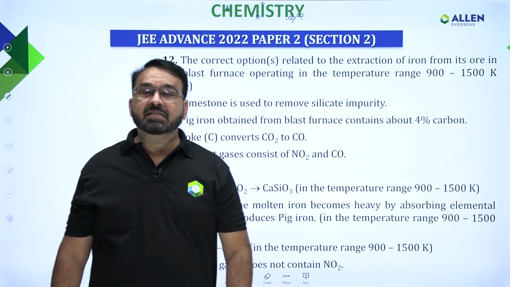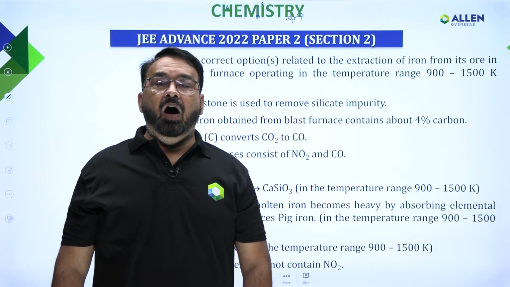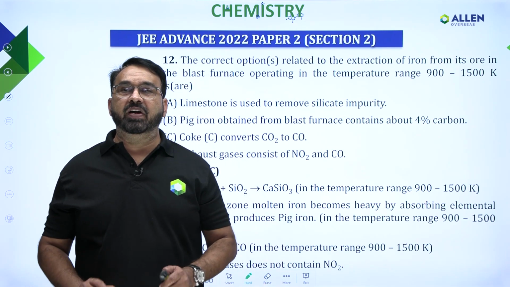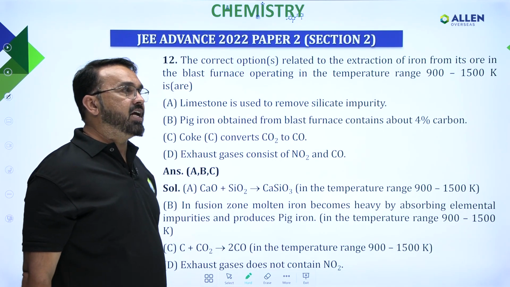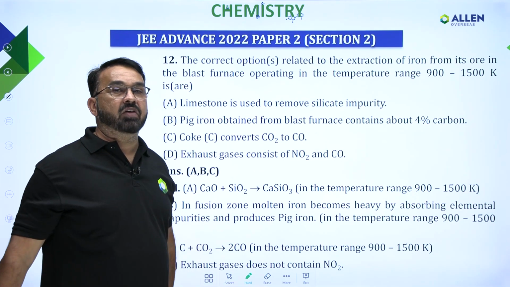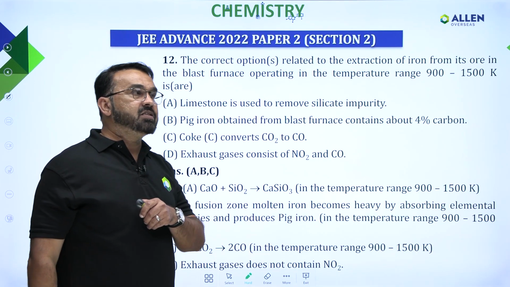Okay, students, now let us discuss the solution for question number 12 of chemistry paper 2, JEE Advanced 2022. Right, students? So we are seeing the question. Okay, it's a theoretical question again, students. Here it's a knowledge-based question from your metallurgy chapter. Right, students? So let us see.